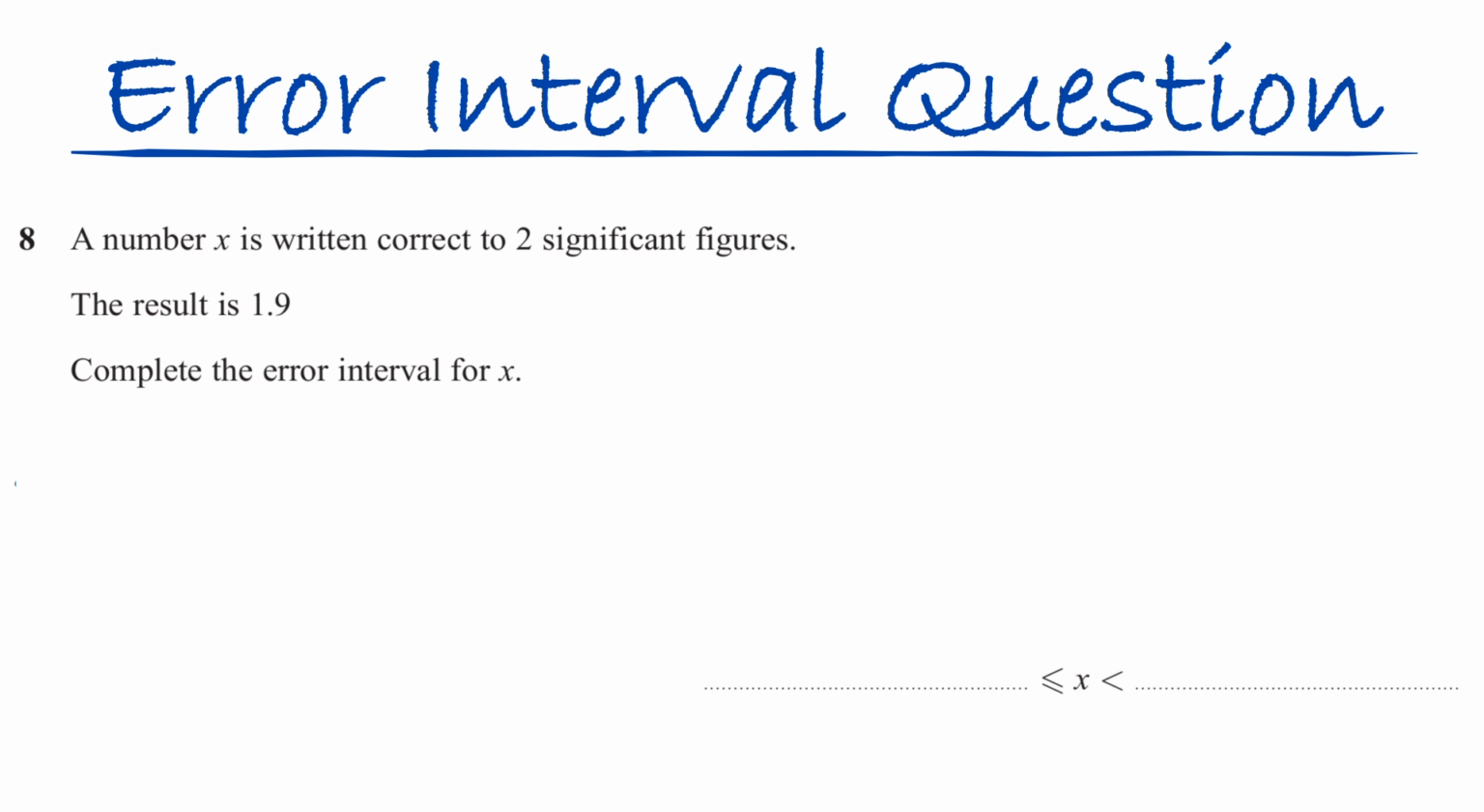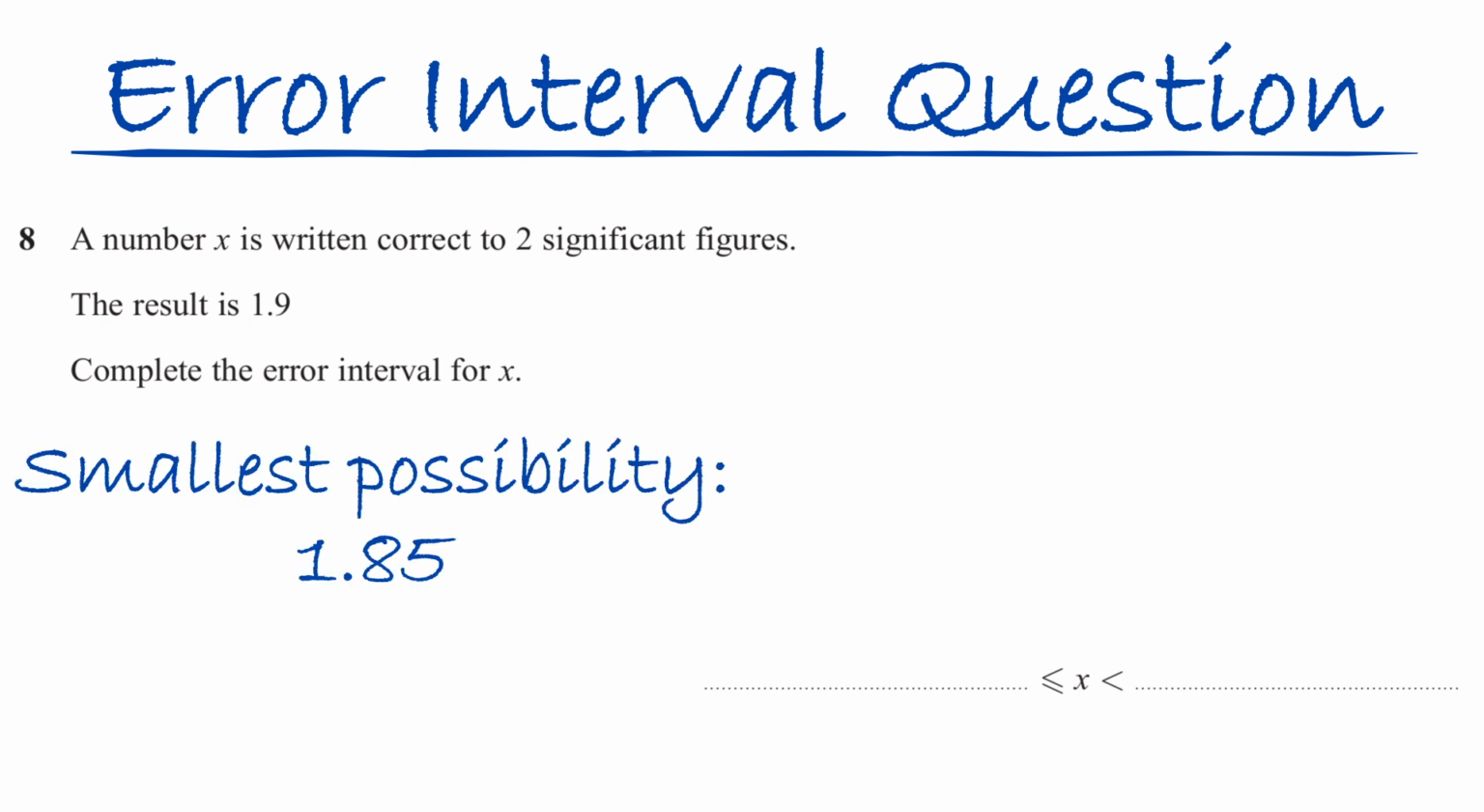So I'm going to start with one of the answers to this question because I think it will help explain the process. The smallest possibility, or the lowest value of x, is 1.85. Now why is that? Because we're looking for the lowest possible value of x that will be rounded up to 1.9. So 1.85 would be rounded up to 1.9, but anything smaller, for example 1.8499999, would be rounded down. So the smallest value is going to be 1.85, if that makes sense.